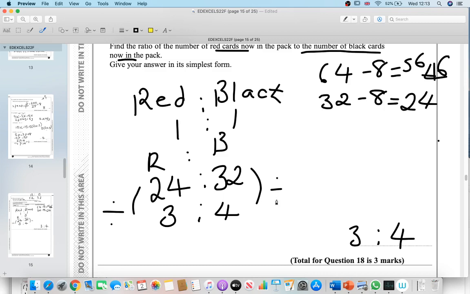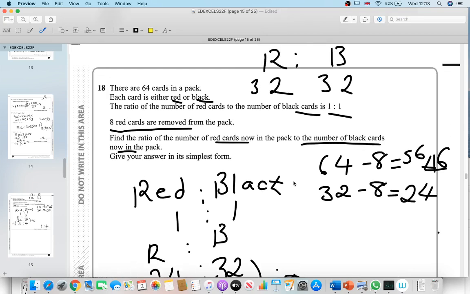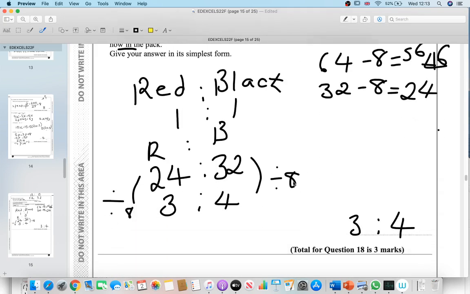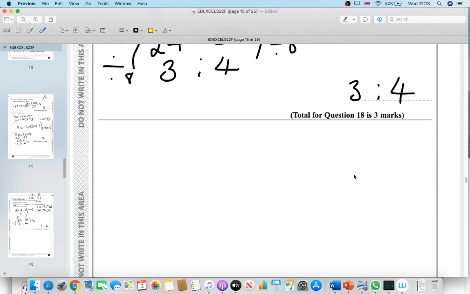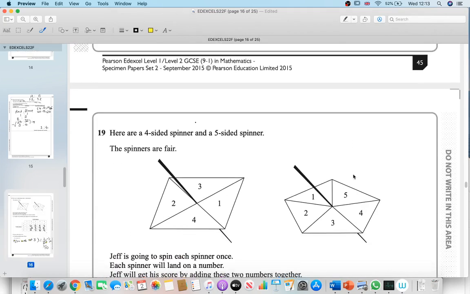Now, in its simplest form, I'm going to simplify it, dividing both by 8. So it's 3 to 4. So my answer is 3 to 4 for that one. Okay, right, guys, question number 19.